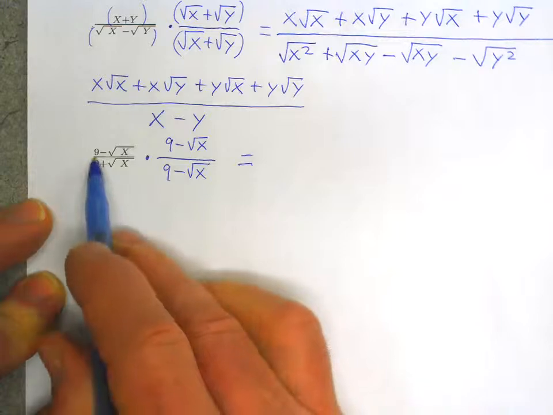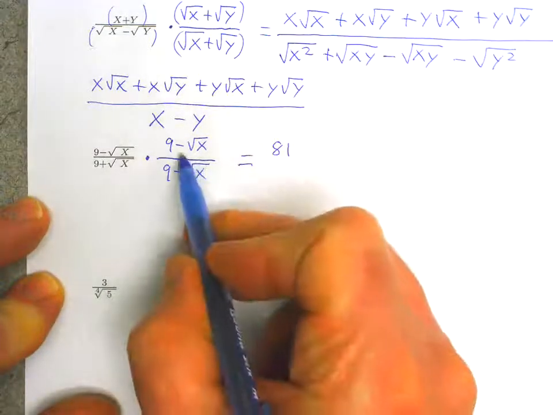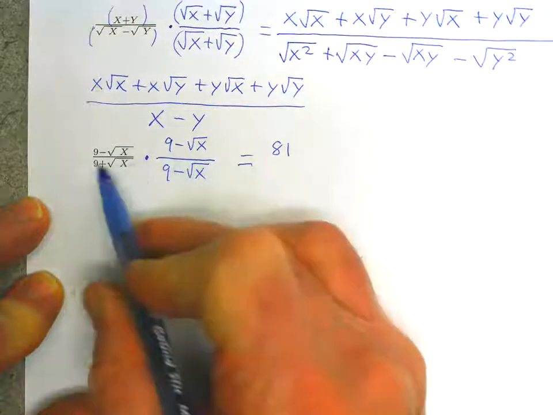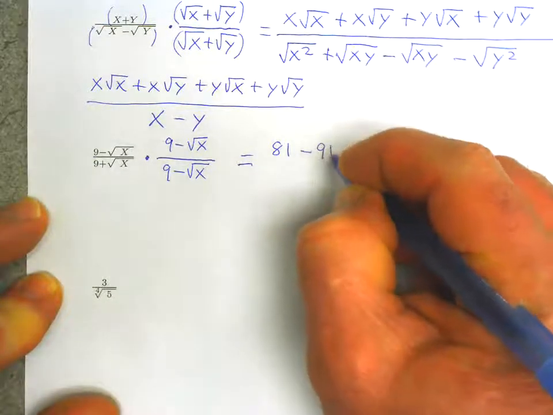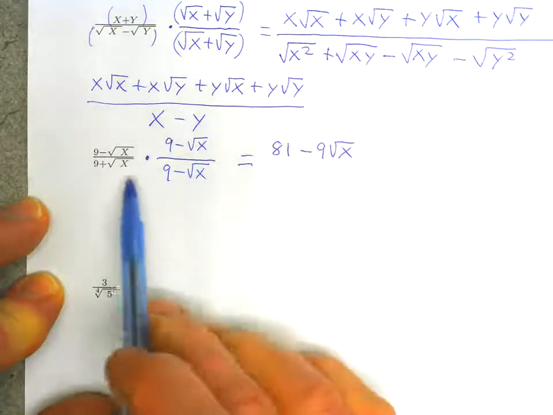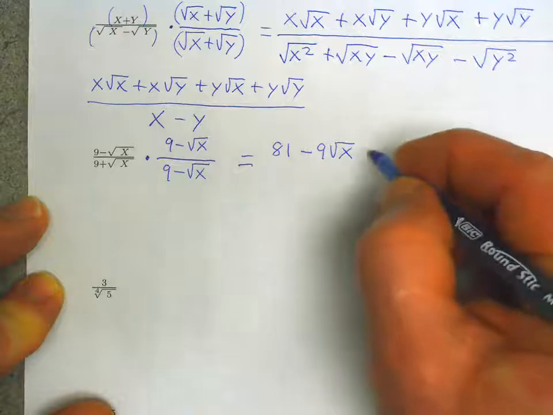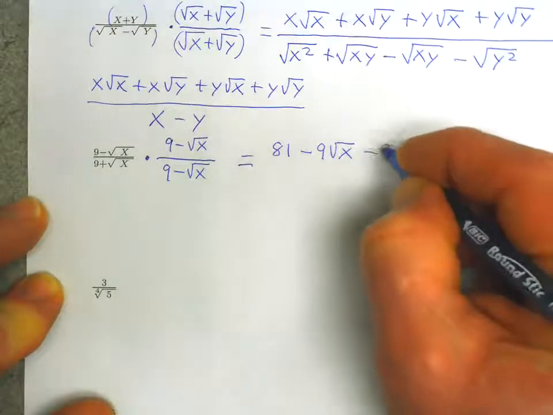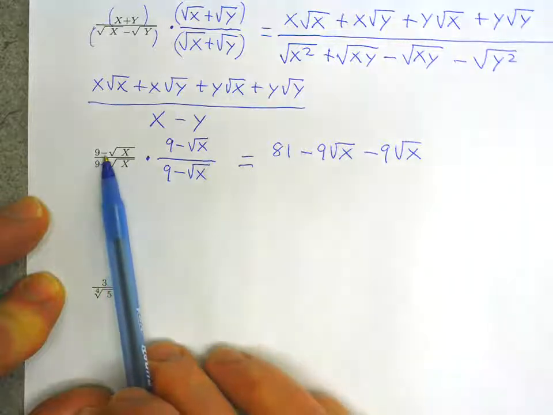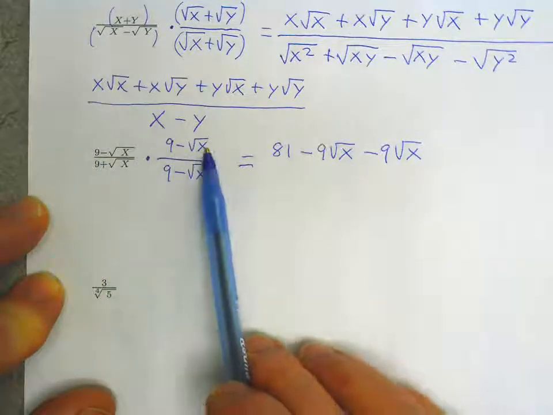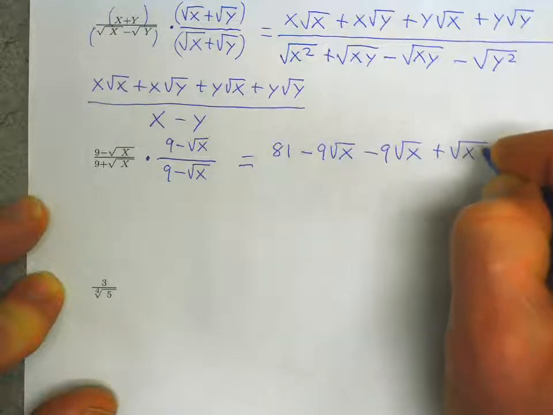So 9 times 9 in the numerator is 81, and then minus 9 times the square root of x. And then we have minus the square root of x times 9. So that's another minus 9 times the square root of x. And finally, negative square root of x times negative square root of x is plus the square root of x squared.